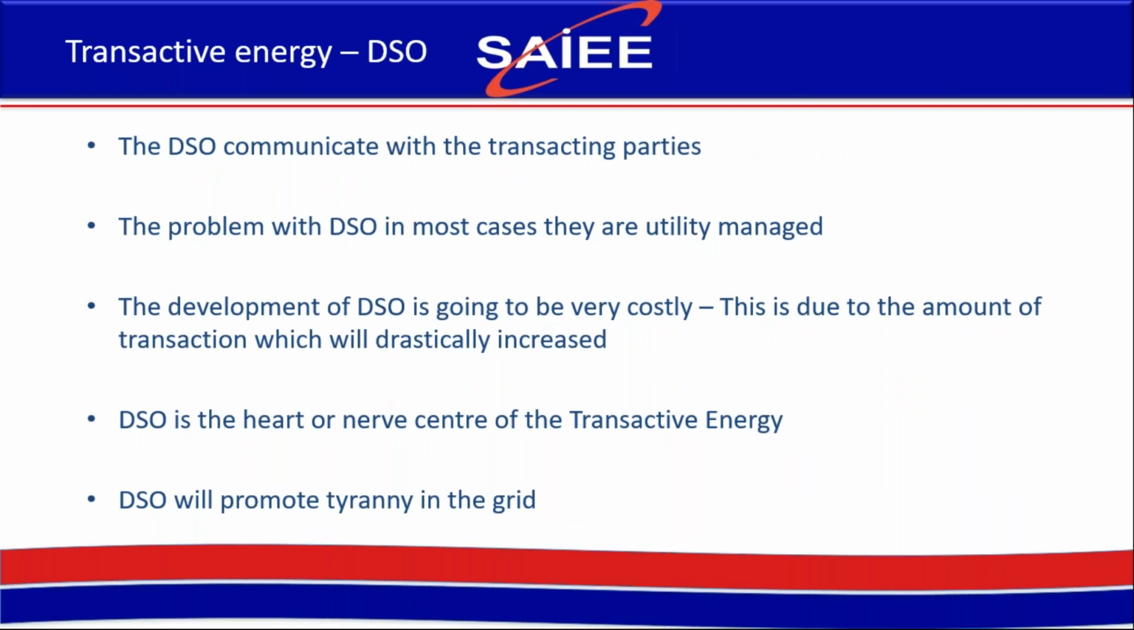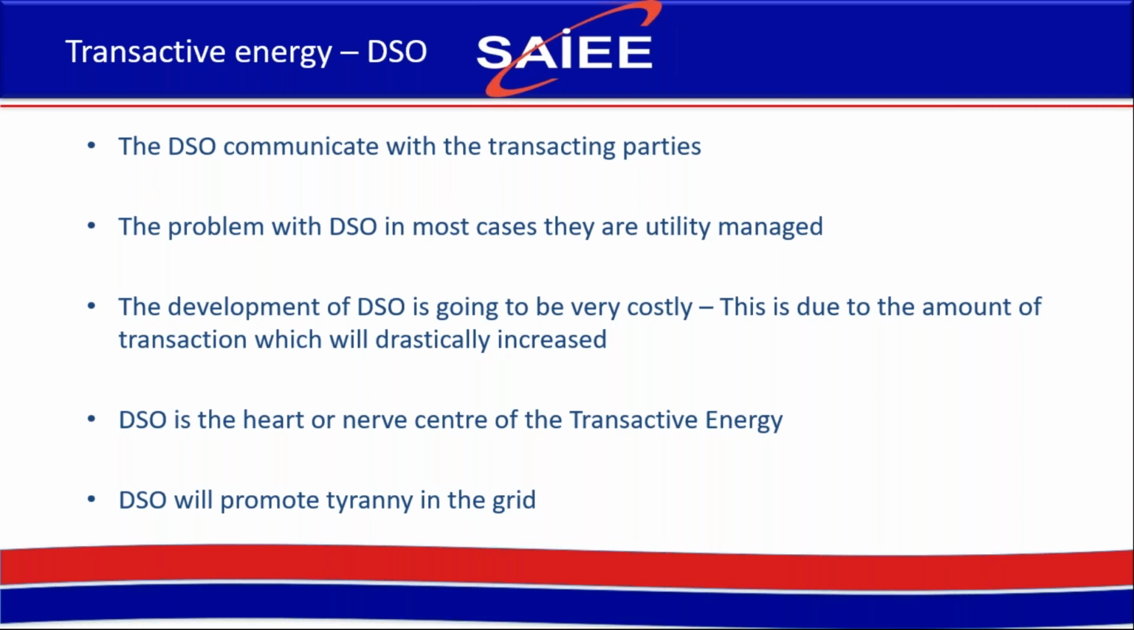The DSO communicates with the transacting parties, and that's the problem. The problem with DSO in most cases, they are also utility managed. We are trying to move away from where we are controlled by the utility. So we are moving into a system where we can be partners with the utility, but we don't want to be controlled by the utility. The development of DSO is going to be very, very costly as well. This is due to the amount of transactions, which will drastically increase, because you must remember, when you're dealing with households, the number of transactions will go into the excess of millions each and every day.